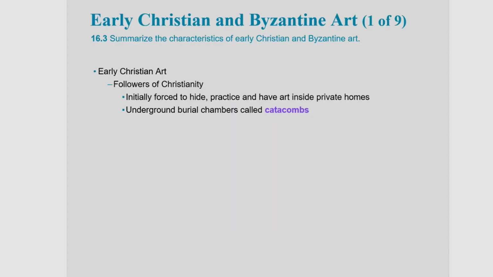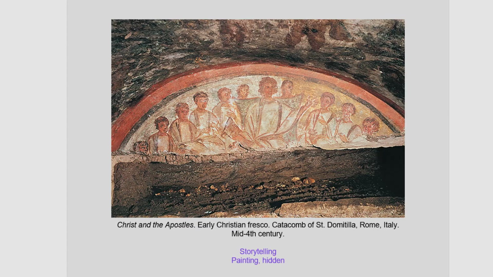While Rome is kicking, we have this development of early Christian faith and early Christian art. Followers of Christianity were, of course, initially forced to hide their practice. They would practice and have their art inside of private homes and in underground burial chambers called catacombs. Here's an example of a fresco in a catacomb, Christ and the Apostles. Remember what a fresco is? It's wet plaster that's been painted while wet.